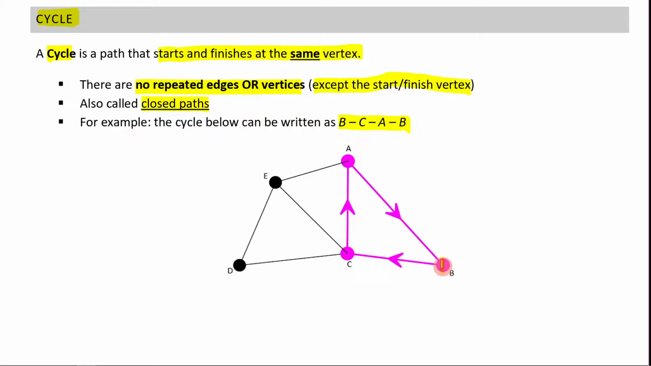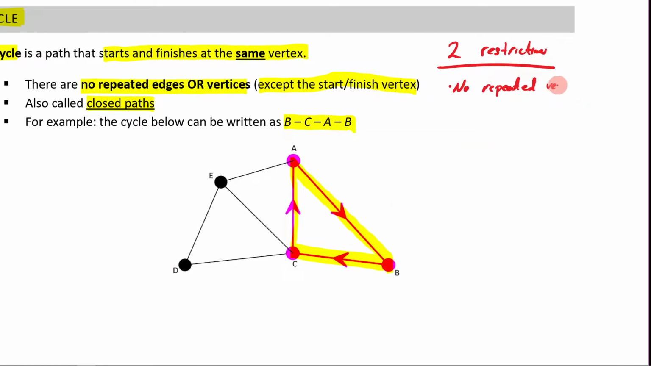So I'm starting at B, I'm going C, A, B. So I'm starting and finishing at the same point, but now I don't repeat any vertices, do I? So let's write down what our restrictions are here. So I've got 2 restrictions for a cycle. So my 2 restrictions for a cycle are no repeated vertices, if I can fit it in, vertices.